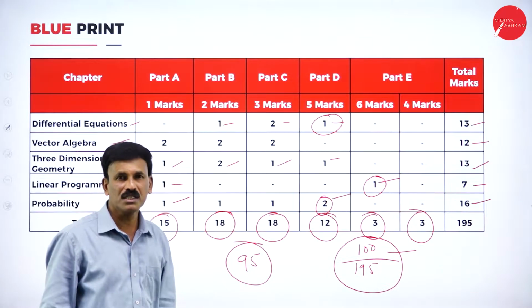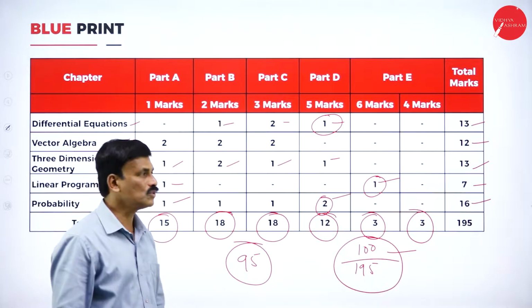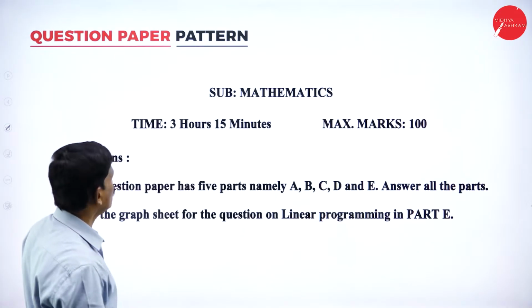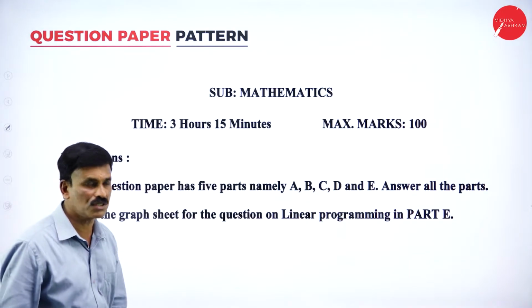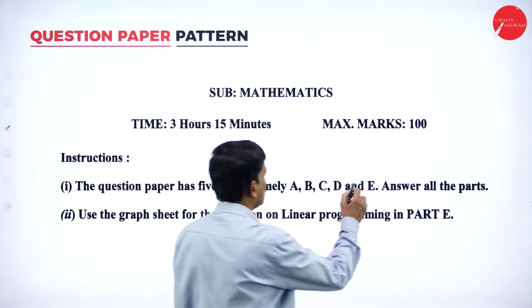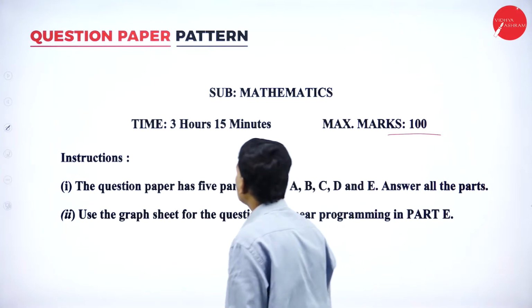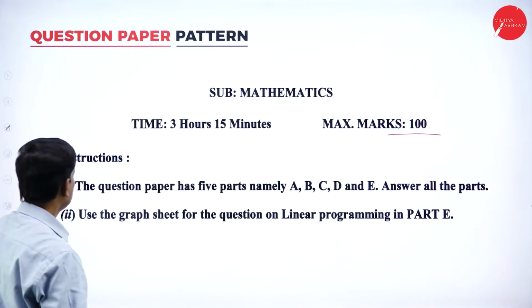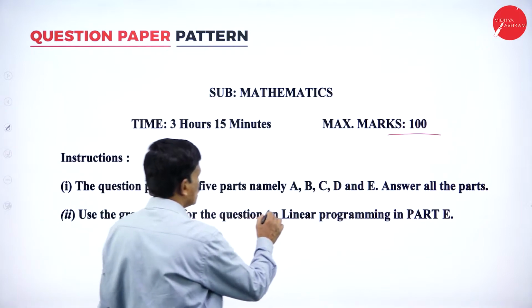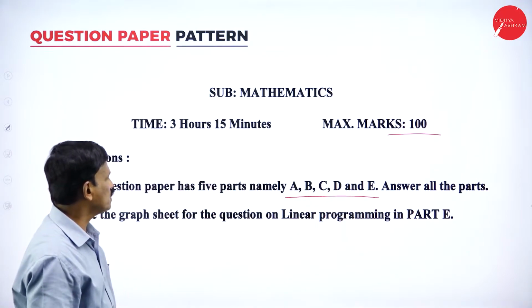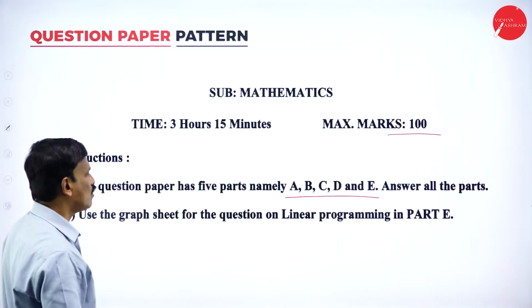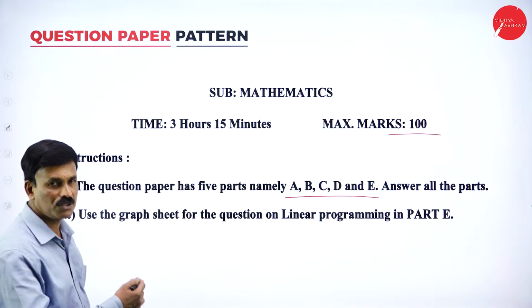Now, today I'll discuss one model question paper. The subject is mathematics, you will have 3 hours 15 minutes to read the question paper, and the maximum marks is 100. In this question paper you will have 5 parts: part A, part B, part C, part D and part E. Answer all the parts. These are the instructions typed in the question paper.